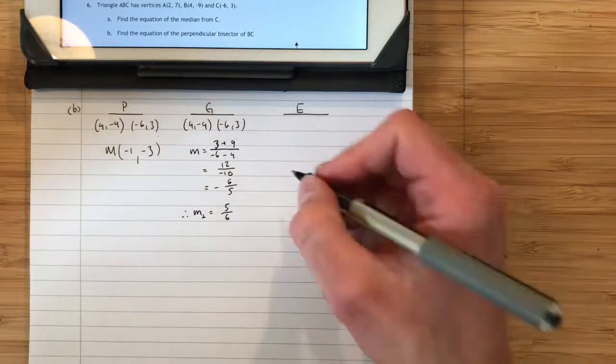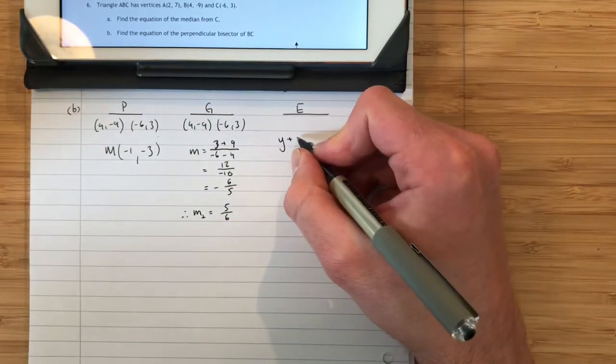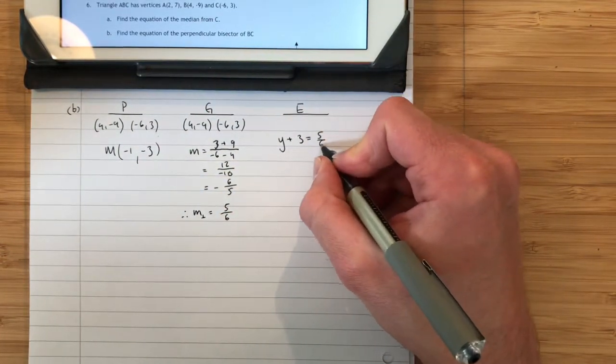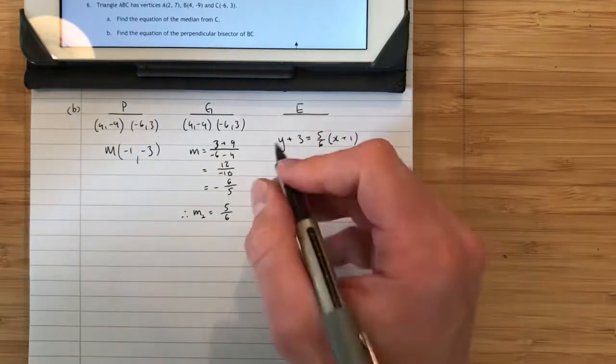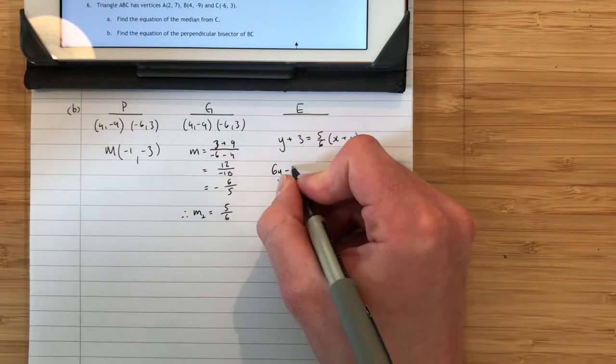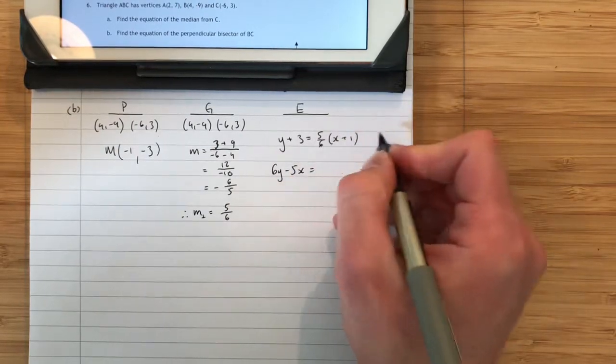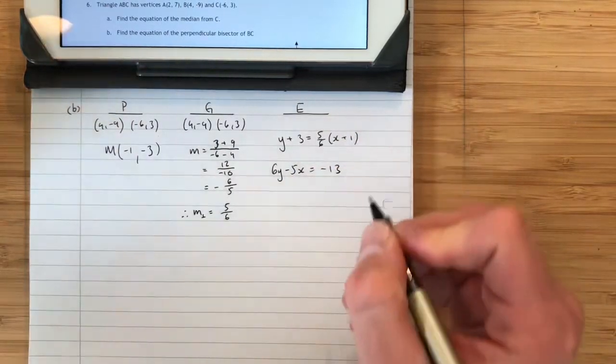So I've got a point, I've got my gradient, I'll do my equation. Y minus minus 3 is 5/6 times x minus minus 1. Multiply the 6 up, multiply it all out, you will get 6y minus 5x, that's going to be 18. 5 take away 18 is negative 13.